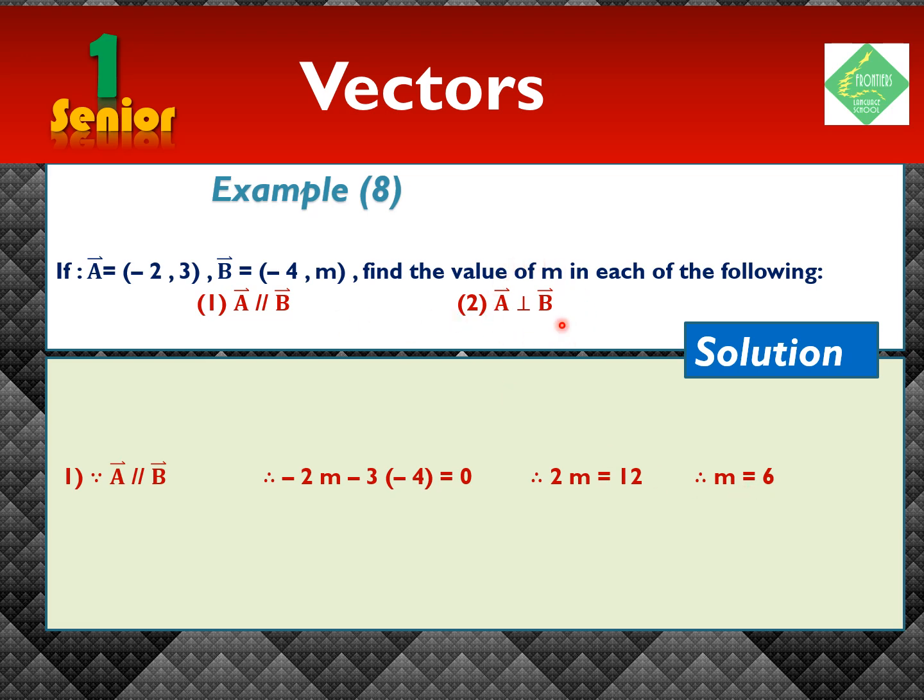And when A is perpendicular to B, you multiply x1 x2 plus y1 y2 equals 0. Now multiply negative 2 by negative 4, you will get 8, plus 3 multiplying m, which is 3m, equals 0. Move 8 to the right-hand side with a negative sign. You will get 3m equals negative 8. So dividing both sides by 3, you will get m equals negative 8 over 3.